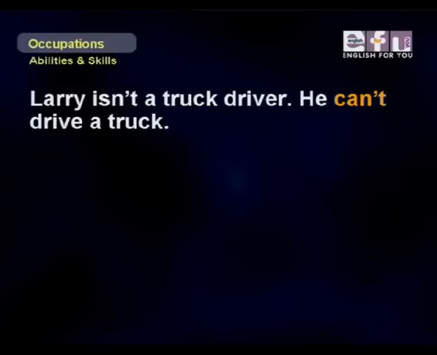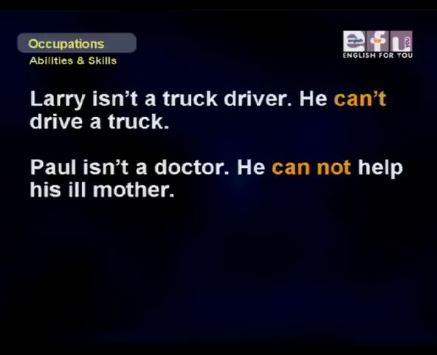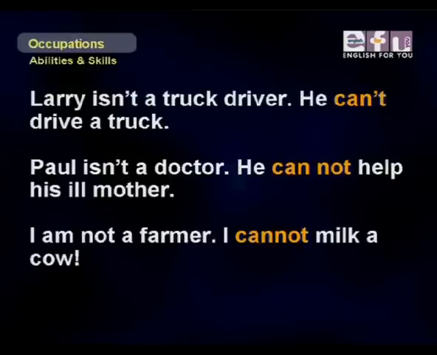Okay, let's look at some more examples. Larry isn't a truck driver. He can't drive a truck. Paul isn't a doctor. He cannot help his ill mother. I am not a farmer. I cannot milk a cow.